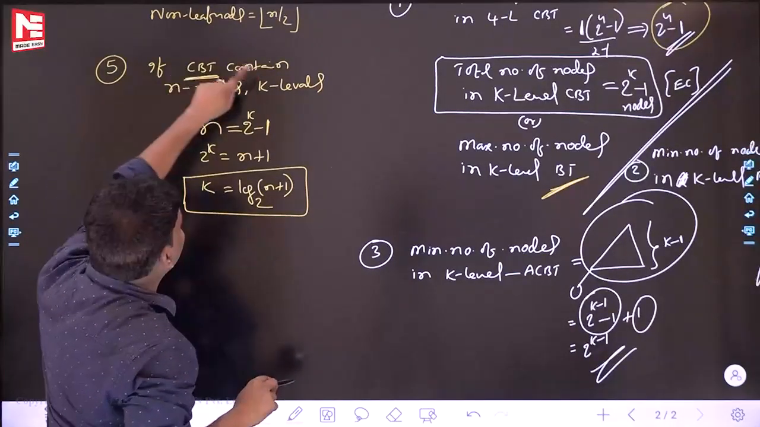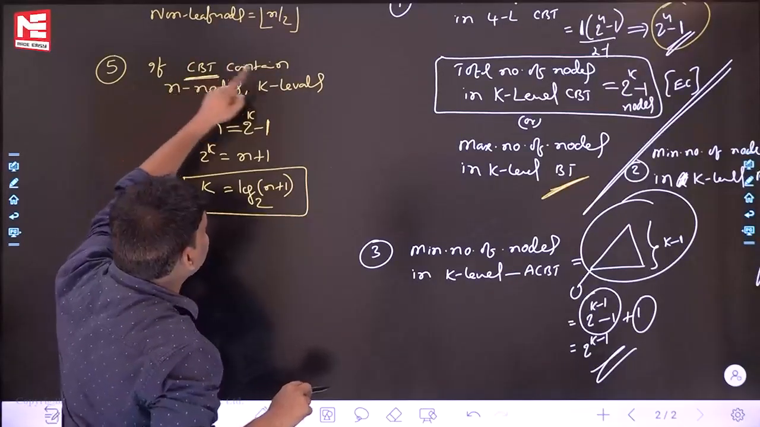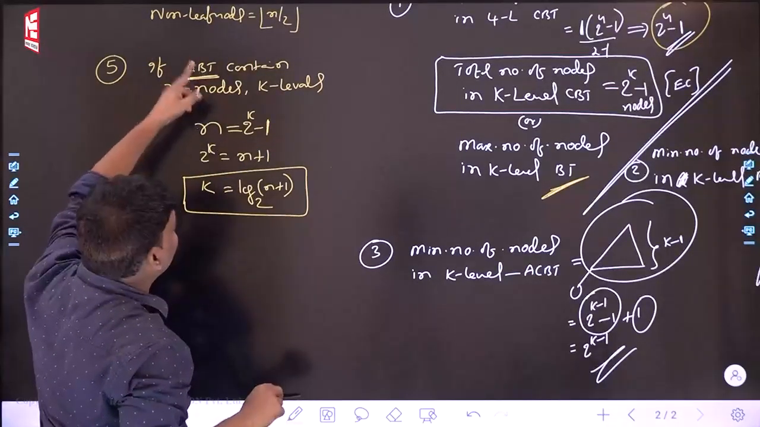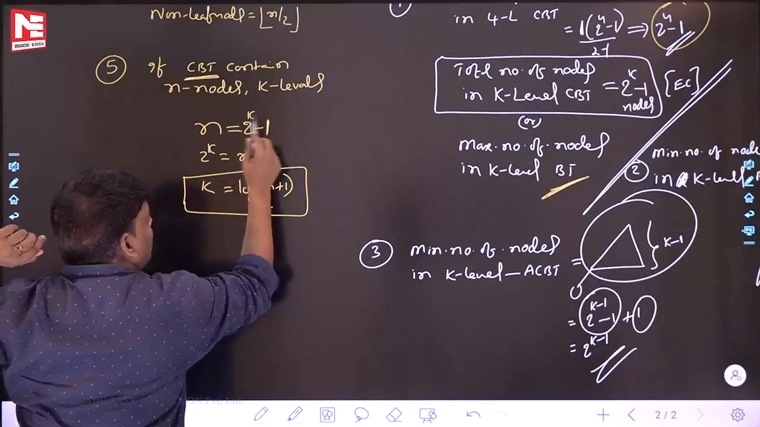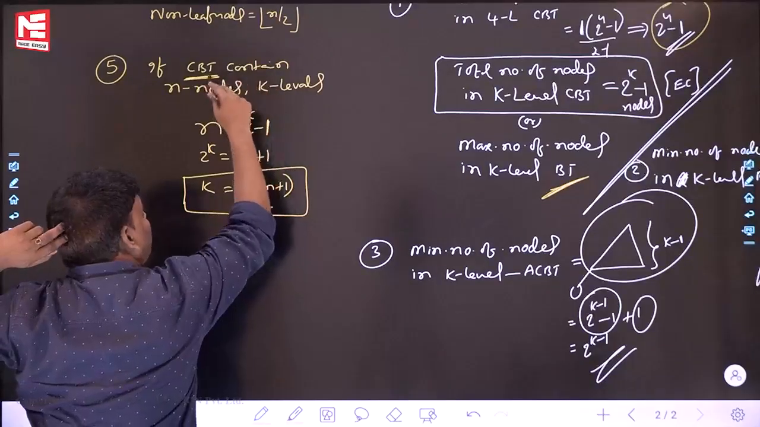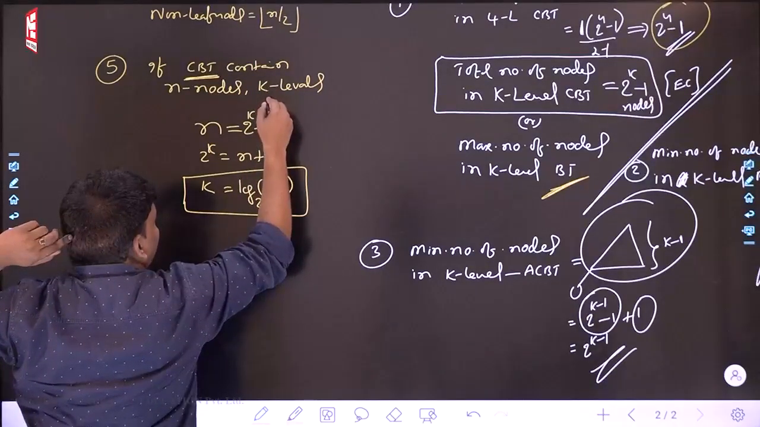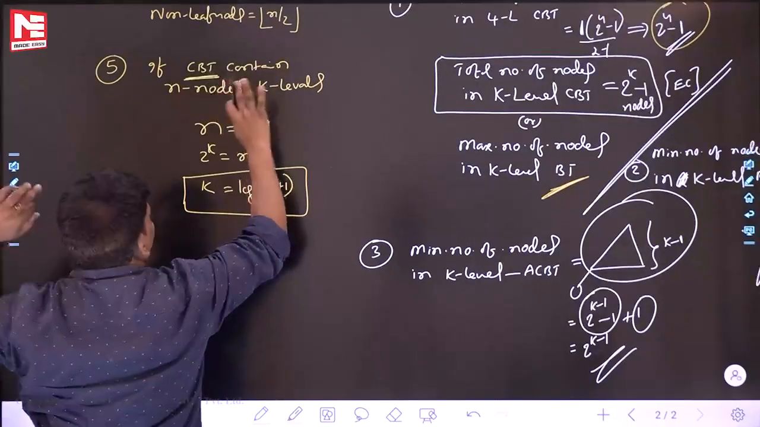See this one. A binary tree contains n nodes and k levels. Can you say the minimum number? N nodes and k levels, then n is equal to 2 power k minus 1. I cannot write that here, because it holds only for a complete binary tree. When it is a general binary tree, I have to write minimum nodes, maximum nodes, something like that.